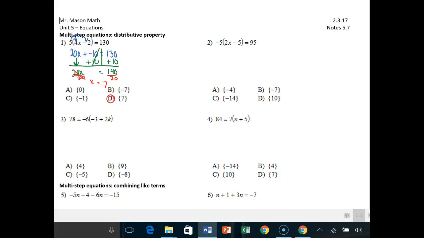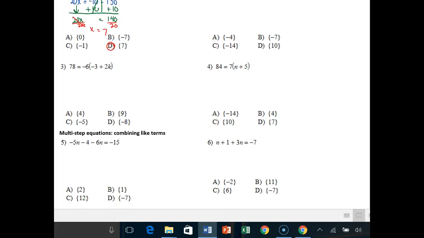Number 3. Again, I distribute the number on the outside of the parentheses to the terms on the inside. So negative 6 times negative 3 is 18, and negative 6 times 2k is negative 12k. So it's equal to 78. Again, I should just have a two-step equation that I should know how to work with. So what should I add to both sides? I have a positive 18, so I'll add a negative 18 to both sides. This is a DSSM, or different signs subtract. Keep the sign that we have more of. That cancels out to 0.